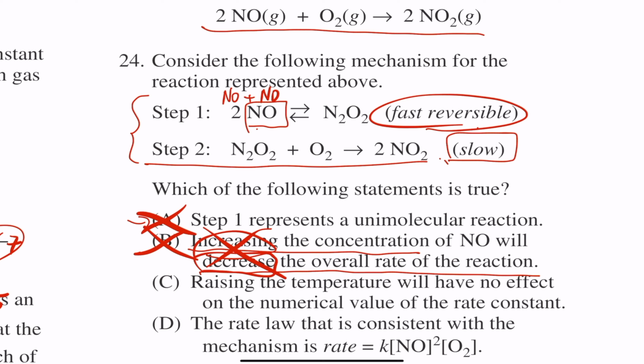Part C, raising the temperature will have no effect on the numerical value of the rate constant. That's absolutely false. In fact, this little small k value, the rate constant, or this big K value, which we call the equilibrium constant, these two actually could change only under one condition, and that condition is when you change the temperature. Because remember, people, temperature is a measurement of kinetic energy. The fact that you increase the temperature means you have more kinetic energy, so the molecules have more energy to move around, and therefore the reaction is going to happen faster. So in fact, that will alter the K values.